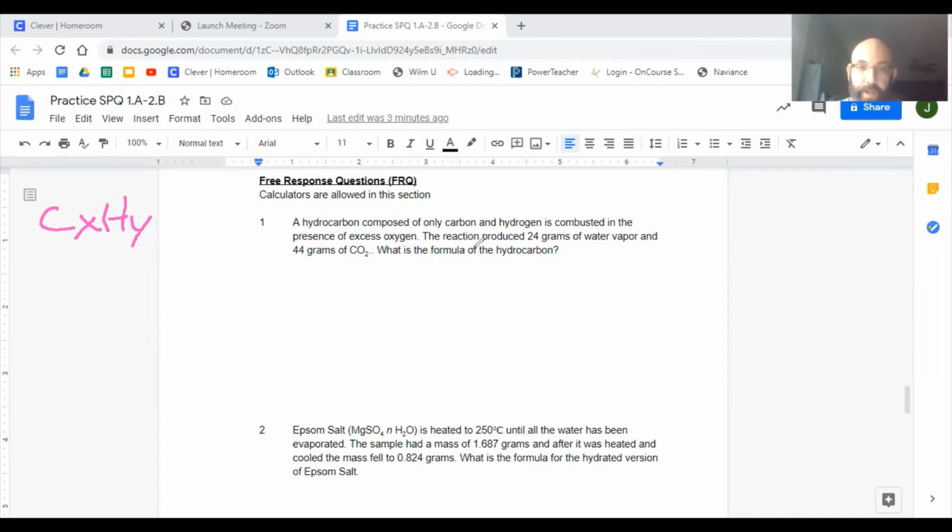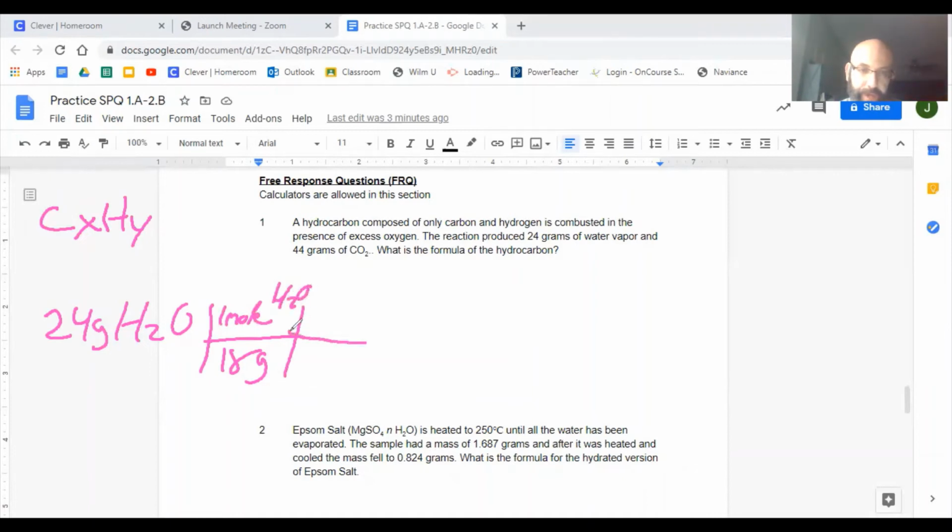Okay? So if we look, 24 grams of water vapor, well, that water vapor is where we're going to get our hydrogen from. So we know that there are 18 grams in a mole of water vapor. We don't really care about the water vapor. We want to know how much hydrogen is in that water vapor. Well, for 1 mole of H2O, there are 2 moles of hydrogen. So now if we solve 24 times 2 divided by 18, that gets us 2.67 moles of hydrogen.